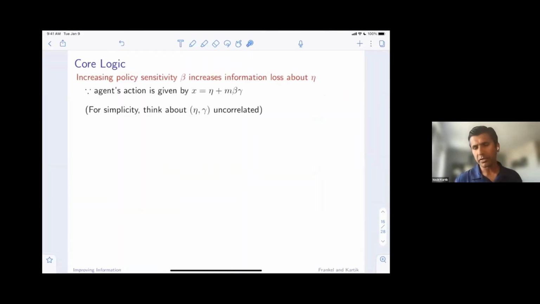Okay, so here's the basic logic. The key thing is the following observation: whenever the designer increases the policy sensitivity beta, so makes the allocation more sensitive to the agent's data, she's actually going to increase her information loss about what she cares about, namely the agent's natural action, eta. Okay, and the basic intuition for this should be straightforward from the linear response function of the agent.